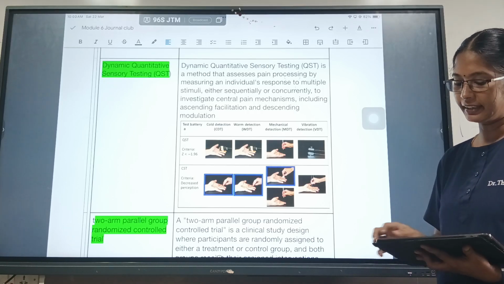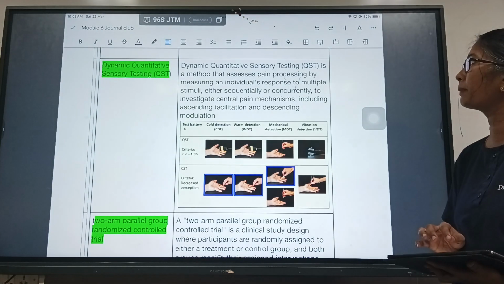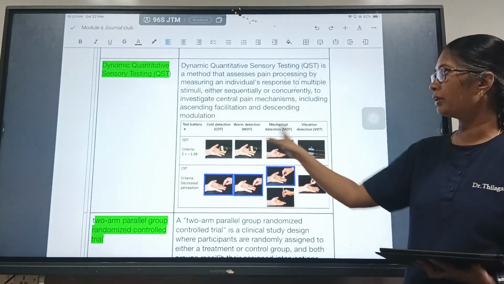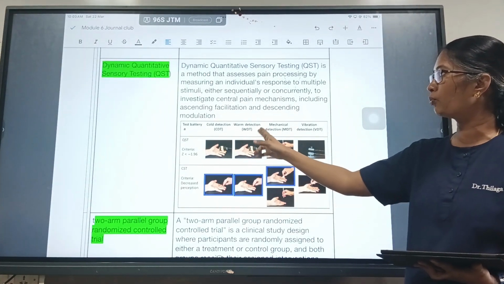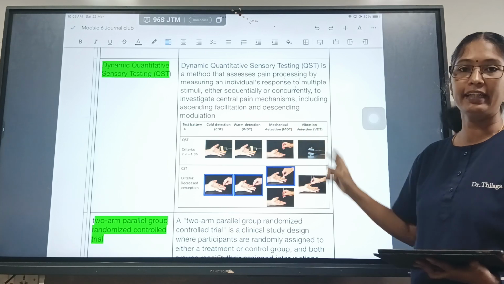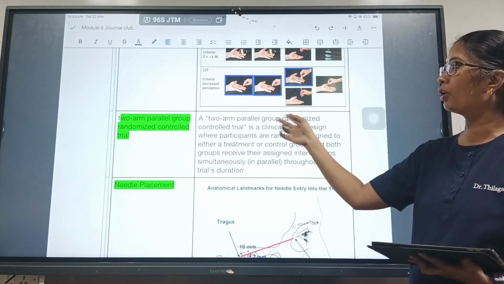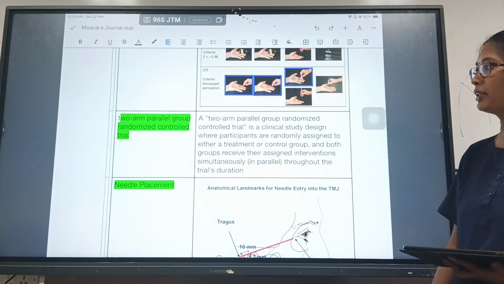So dynamic quantitative sensory testing is a method that assesses pain processing by measuring an individual's response to multiple stimuli. Multiple stimuli include cold detection, warm detection, mechanical detection and vibration. They are using a system called a two-arm parallel group randomized controlled trial.